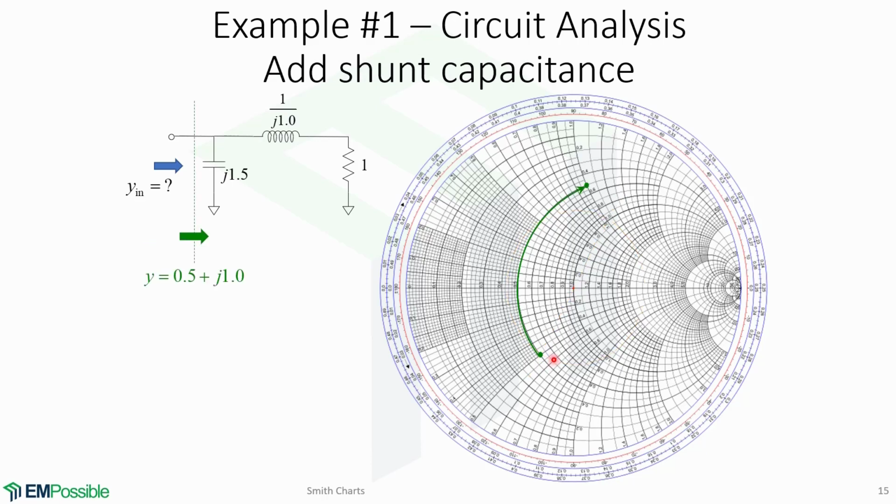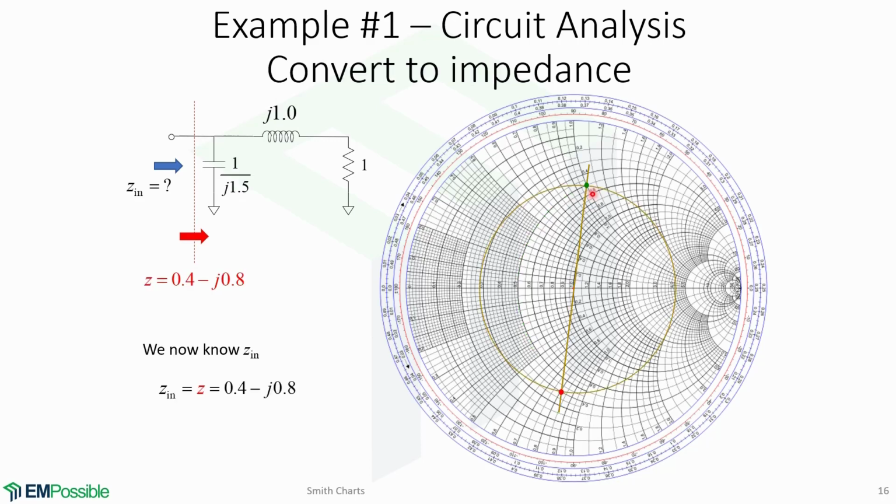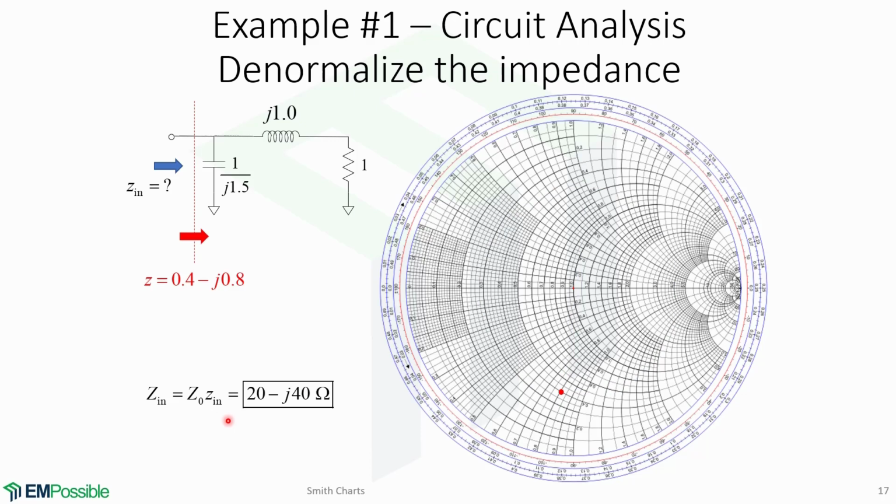Now from the admittance value, we add the shunt capacitance. So to add the shunt capacitance, we move upwards at an angular distance of j1.5 till this point. Now we can convert back to impedance. We draw the VSWR circle, we draw the line connecting the admittance and the origin crossing to the other side, and then we find the intersection. We know that this value is now 0.4 minus j0.8. So the input impedance is now this value. Now we denormalize the impedance to find the real value of the input impedance.